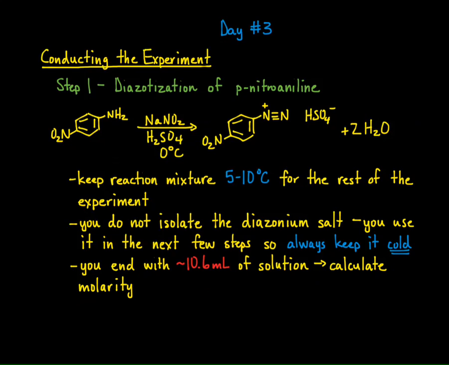However, you do need to calculate the molarity of the solution, so you know the amount you are reacting in the subsequent reactions. To do this, you will assume the reaction went to completion, so the number of moles of diazonium salt corresponds to the number of moles of para-nitroaniline you added. The entire volume of the solution can be estimated at around 10.6 milliliters. This will allow you to calculate the molarity.